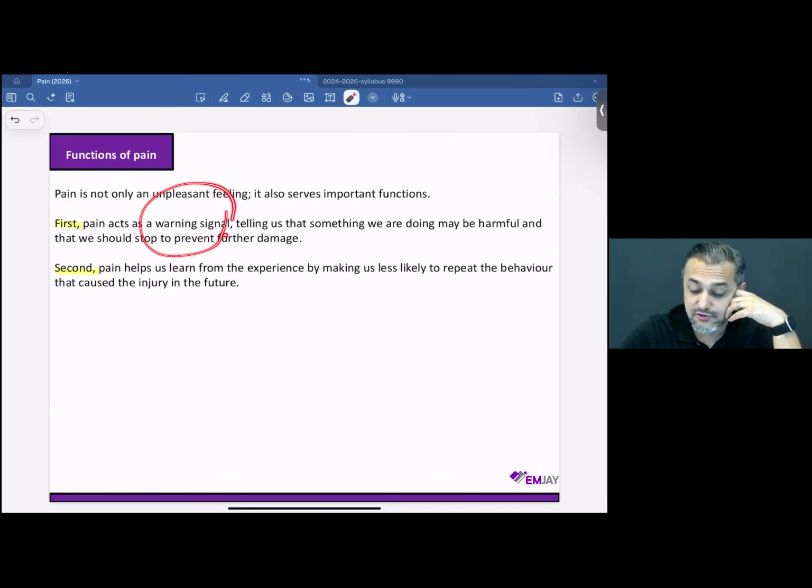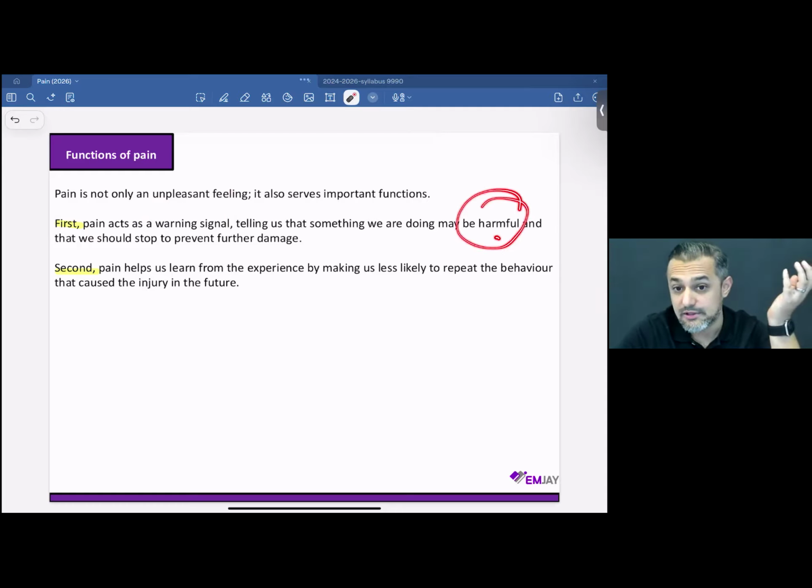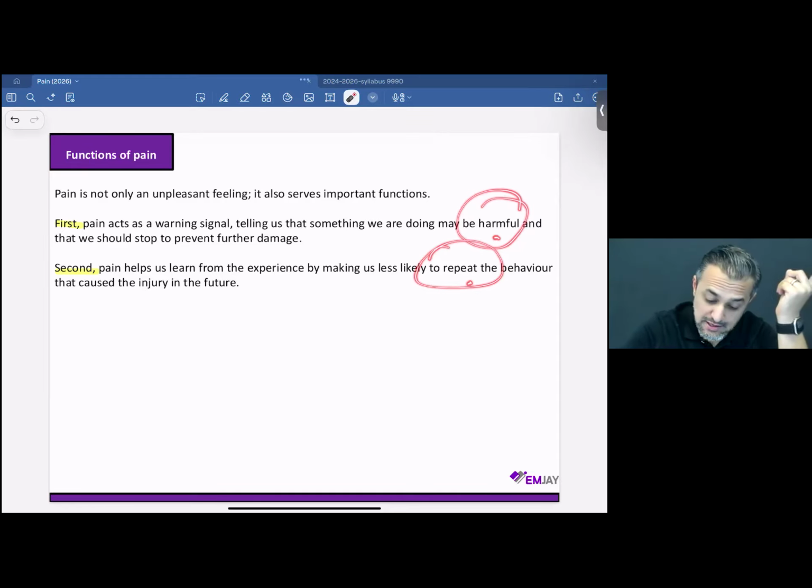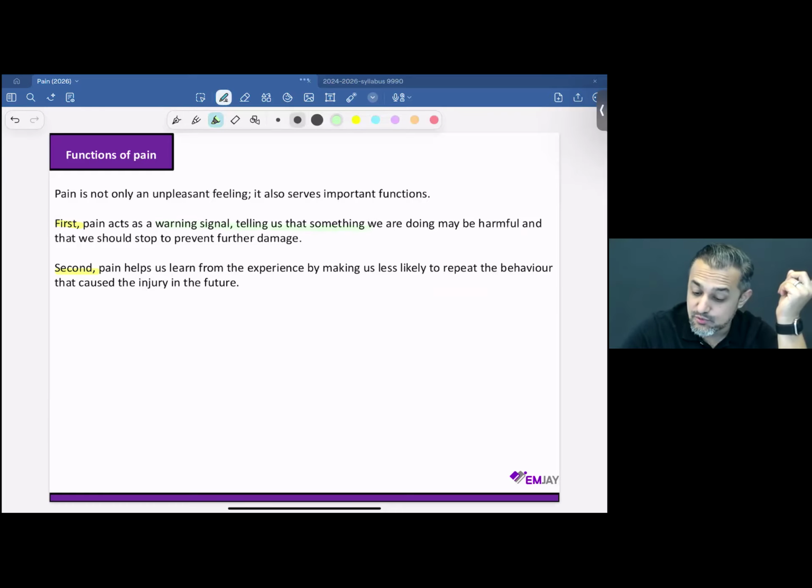Because this is telling you that something you're doing or something that you've done was harmful. You are then expected to, as a natural reaction, be a little careful with that particular foot, and you would not want to repeat that behavior again. So, number one, pain acts as a warning signal telling us that something we're doing may be harmful and that we should stop to prevent further damage, right?